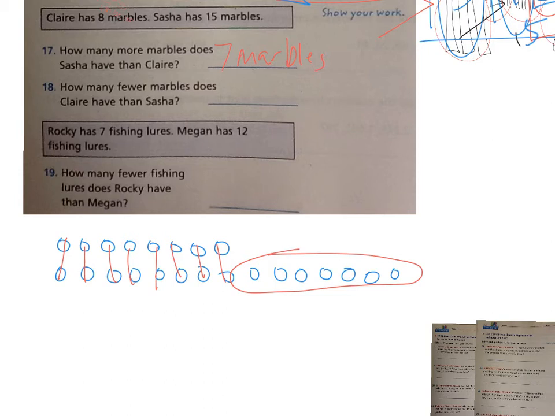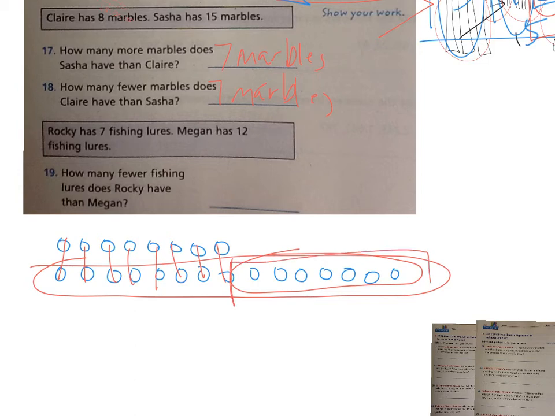And then how many fewer marbles does Claire have than Sasha? Same thing, 7 marbles. Because it wants to know how many more Claire has. So these are Claire's. She has this many more. And then it wants to know how many less. I'm sorry, Sasha. These are how many more Sasha has. And then it wants to know how many fewer Claire has. Well, if you cancel out all those, this is how many more Sasha has. So on the other flip side, that's how many fewer Claire has.